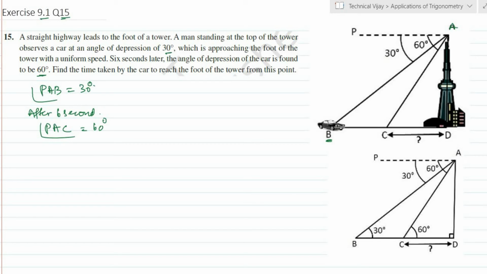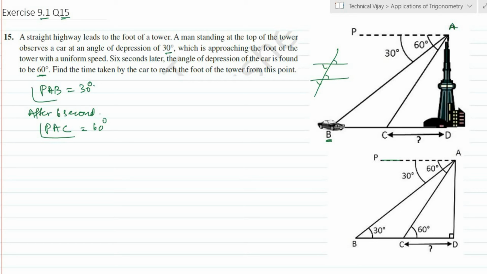Here is the same diagram I have drawn in skeleton form, with PAB and PAC. This is the tower height, and this is 30 degrees and 60 degrees. Here see two parallel lines. When this is 30 degrees, this is also 30 degrees, and when this is 60 degrees, this is also 60 degrees, since they are corresponding angles. So this angle PAB is 30 degrees, meaning ABD is also 30 degrees. This is 60 degrees, so this is also 60 degrees. These are corresponding angles.